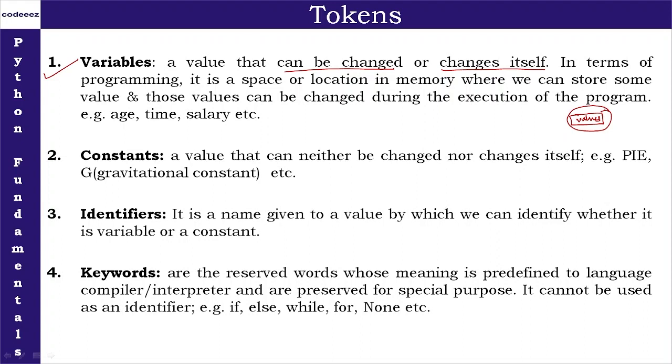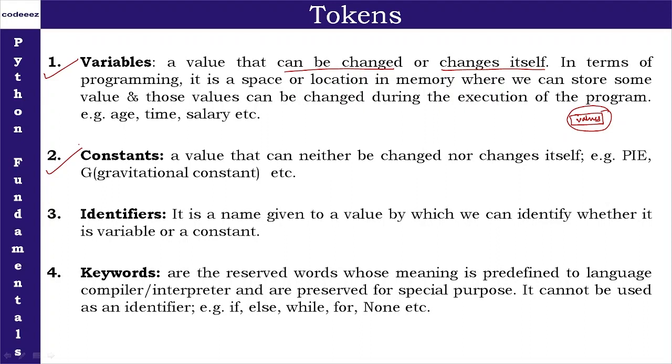Now next comes constant. What is a constant? Just opposite to a variable is a constant. That is, the value of a constant can neither be changed nor changes itself. Neither does it change itself nor can we change it forcefully. This is what a constant is.